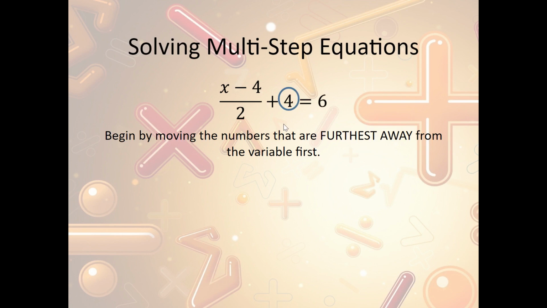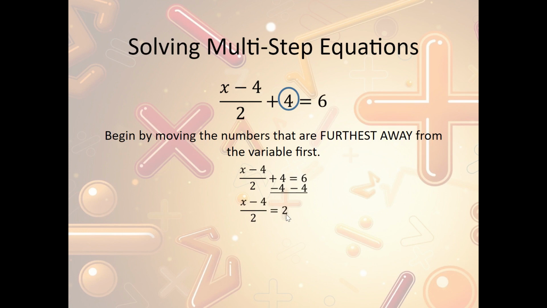So it's a positive 4, so we're going to undo that by subtracting 4 from both sides. That'll get rid of this 4. So we get 4 minus 4 is 0, and 6 minus 4 is 2. So we're left with x minus 4 over 2 is equal to 2.